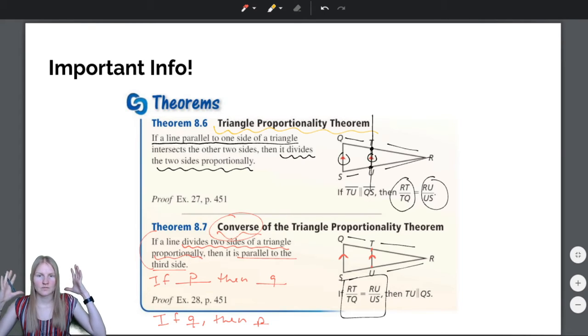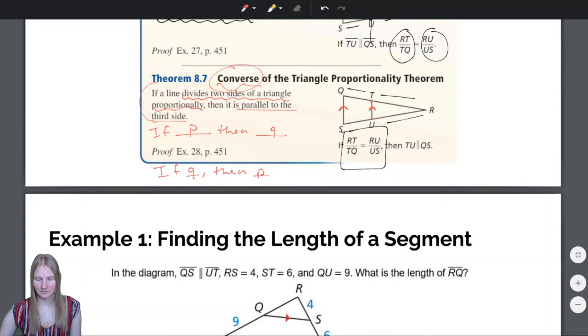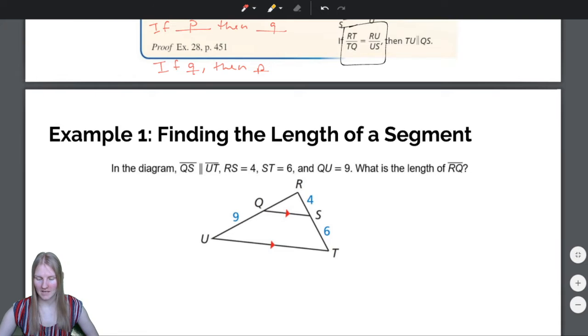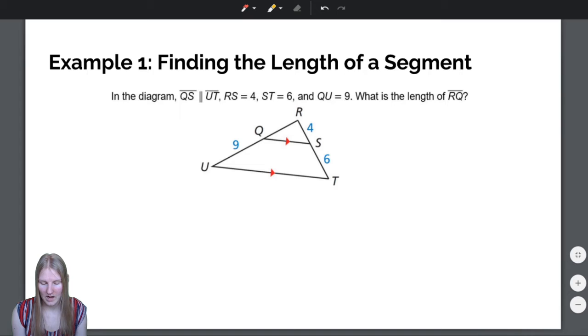All right, that's what the triangle proportionality theorem says. That's what its converse says. I think seeing some examples will help you wrap your brain around this a little bit more. So, example 1, finding the length of a segment. In the diagram, we know QS is parallel to UT. We know that RS is 4. We know that ST is 6. And we know that QU is 9. What is the length of RQ?